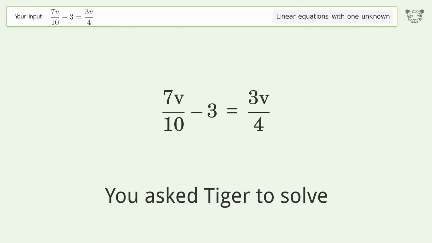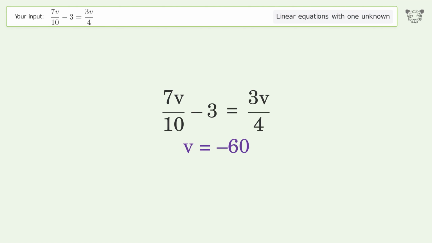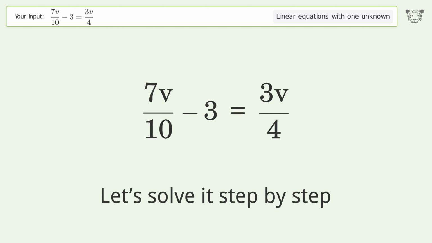You ask Tiger to solve. This deals with linear equations with one unknown. The final result is v equals -60. Let's solve it step by step.